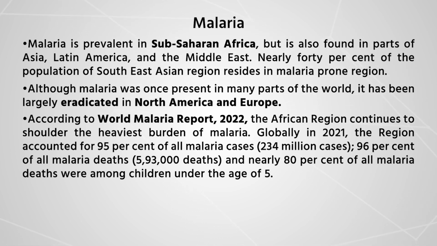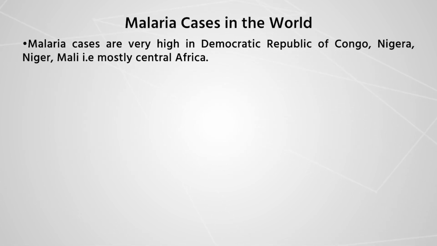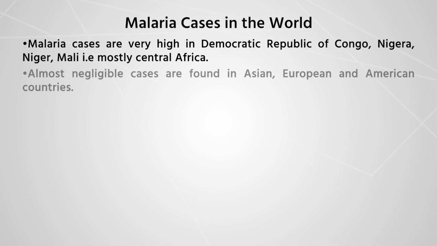Globally in 2021, the region accounted for 95% of the malaria cases and 96% of all malaria deaths, and nearly 80% of all malaria deaths were among children under the age of 5 years. Malaria cases are very high in the Democratic Republic of Congo, Nigeria, Niger, Mali, etc., mostly Central Africa. Almost negligible cases are found in Asian, European and American countries.